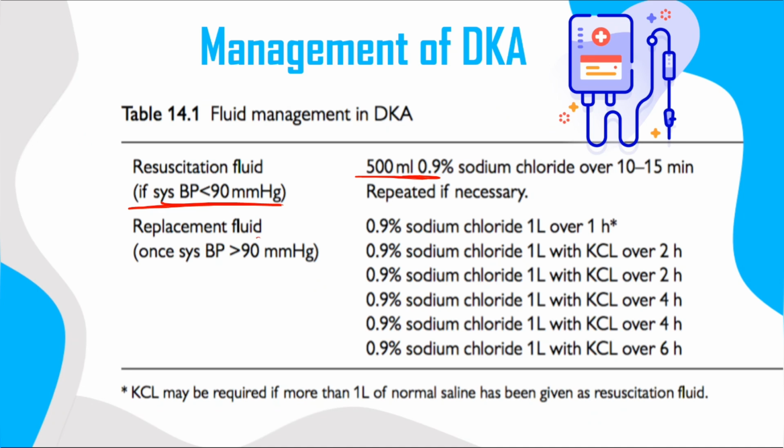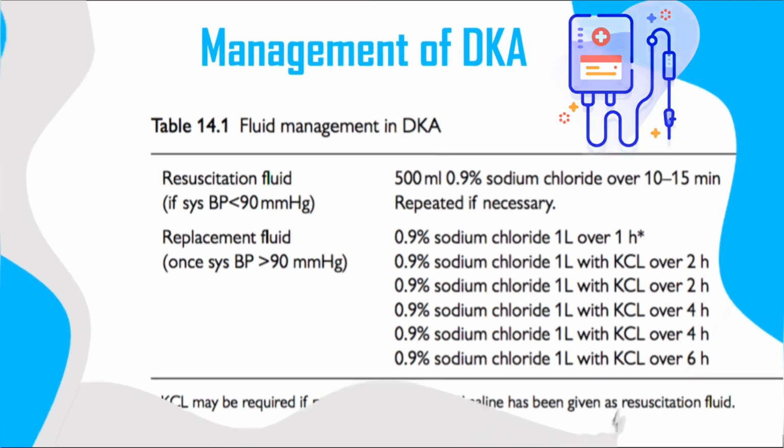But then you have to start replacement fluid. For the replacement fluid, you give 1 liter over 1 hour, then 1 liter over 2 hours, then 1 liter over 2 hours, then over 4 hours, over 4 hours, over 6 hours. So this is in adults. Usually after the first hour, you have to start KCL as needed. The KCL per every 1 liter should be calculated. I will tell you about this later.